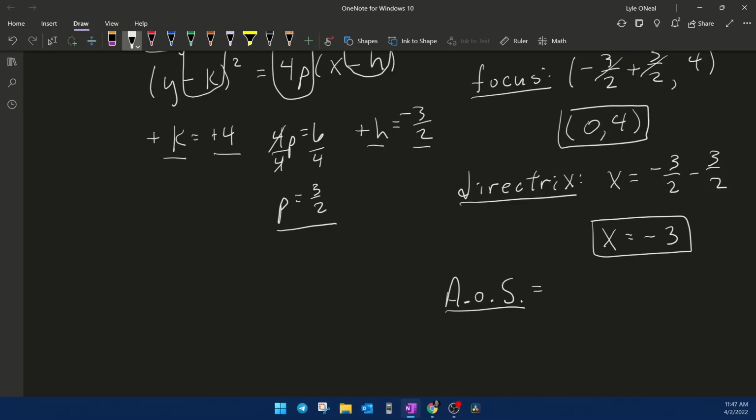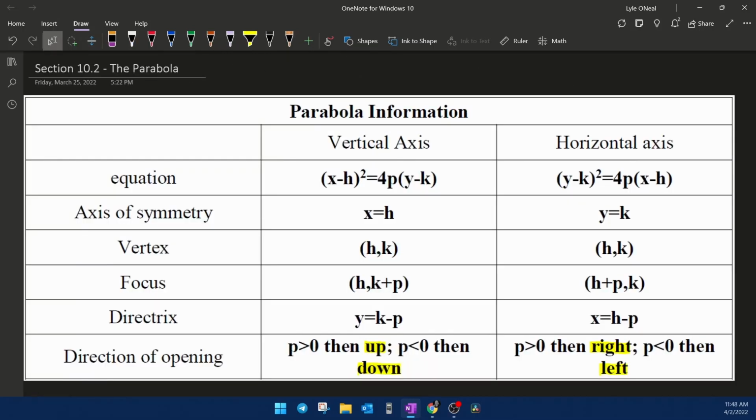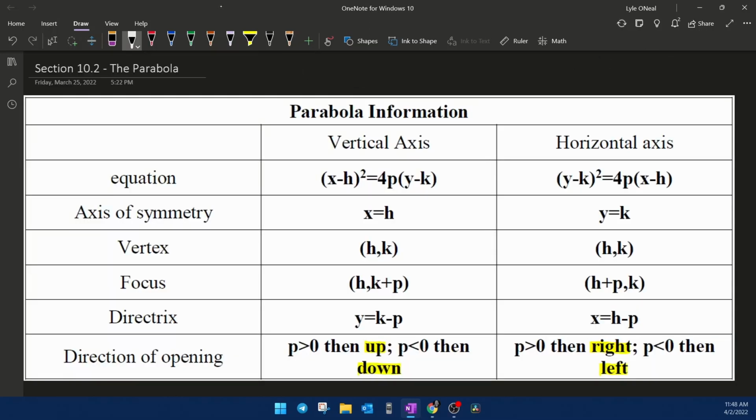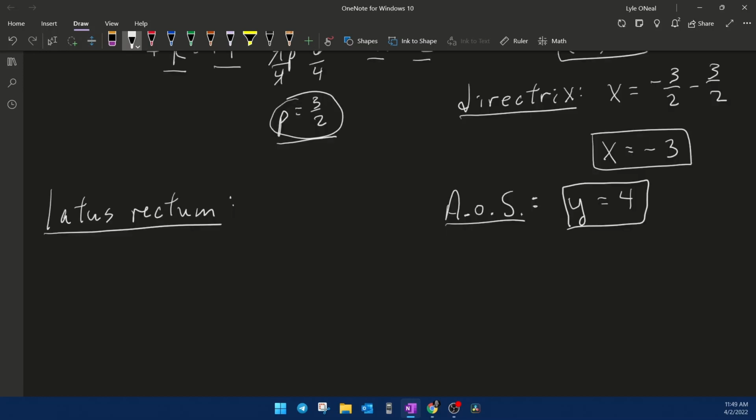The axis of symmetry from the information sheet is y equals k. So that's going to give us an axis of symmetry of y equals 4. Now, one other thing we can find, since we know p is positive, according to our information sheet, if p is bigger than 0, it will open right. And let's also find the endpoints of the latus rectum just for fun.